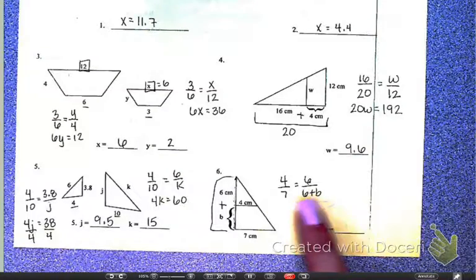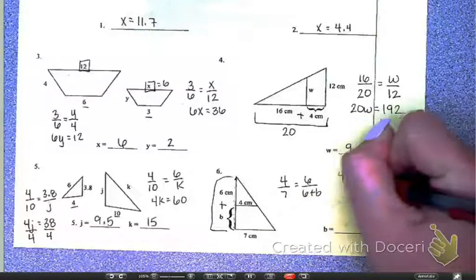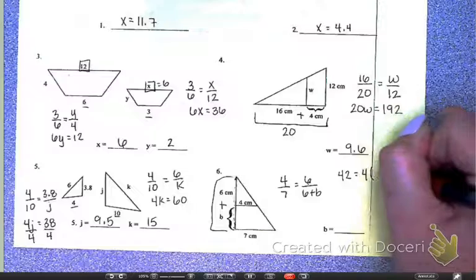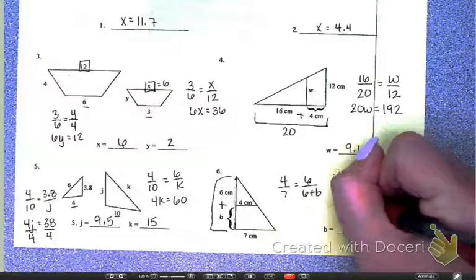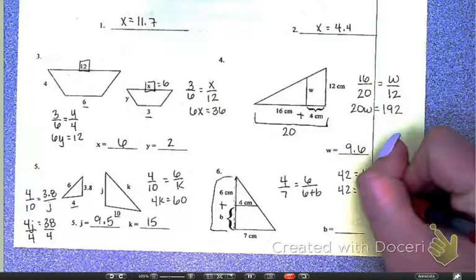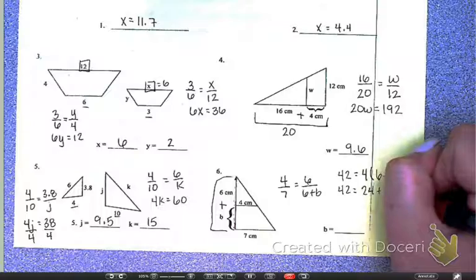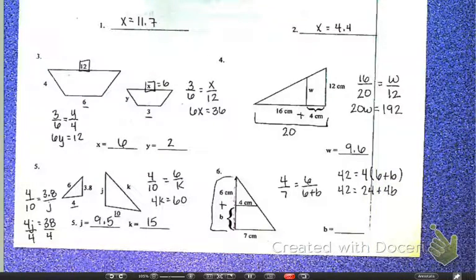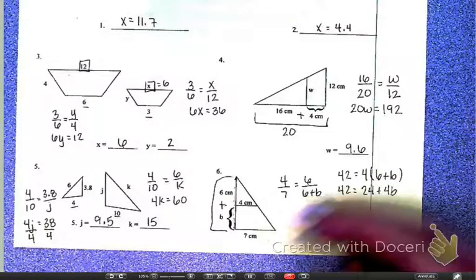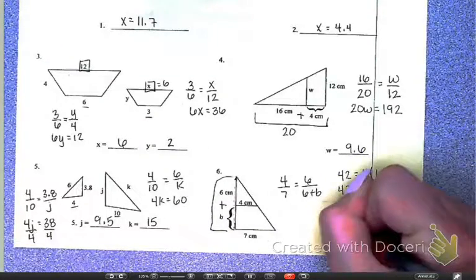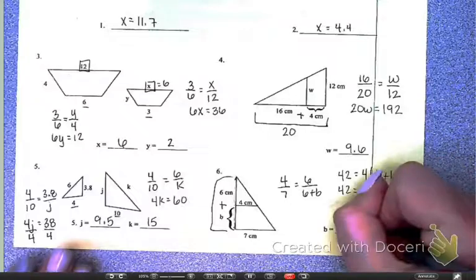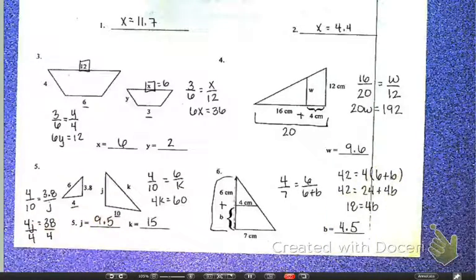Okay, so 7 times 6 gives me 42. You need to remember that you are distributing to both of those terms. So 42 equals 24 plus 4b. You would subtract 24 from both sides, giving you 18 equals 4b. And you end up with b equals 4.5.